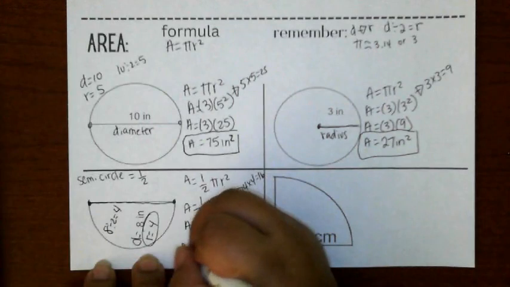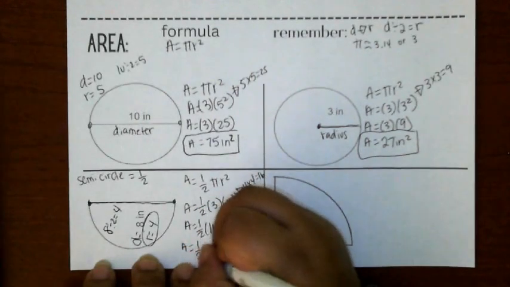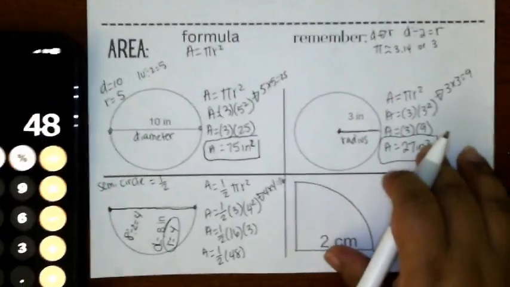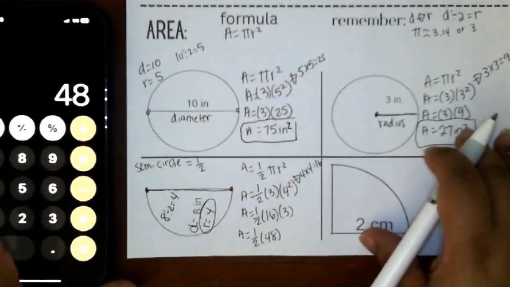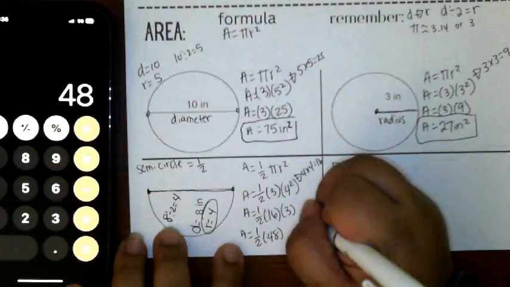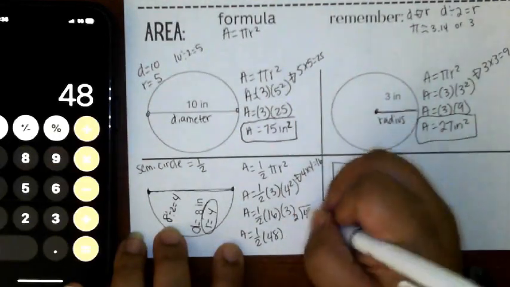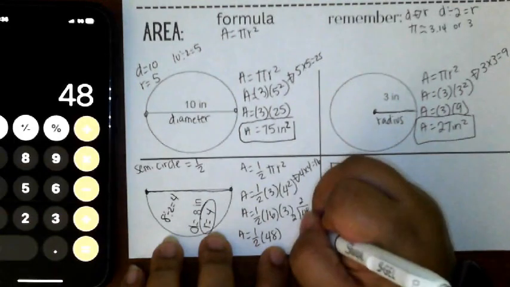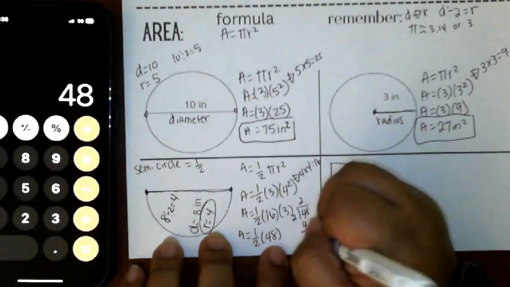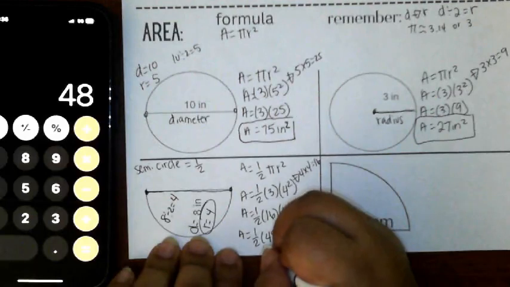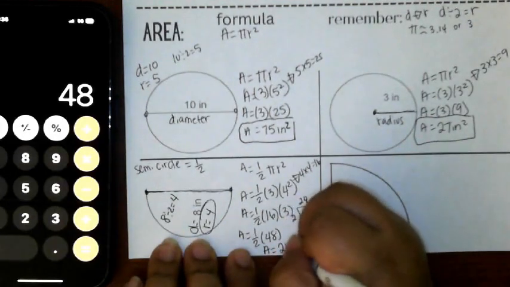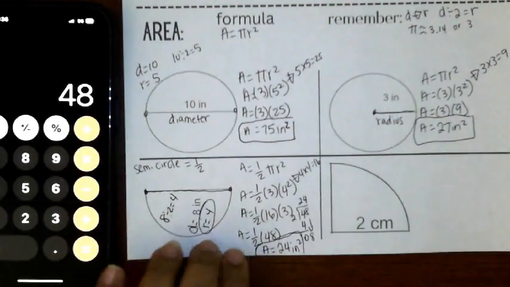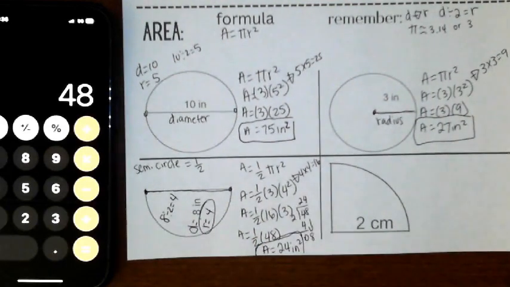A is equal to 1/2 times 48. 16 times 3 gives me 48. I can show you my calculator. Okay. Now, I have to do 48 divided by 2 because I only need half of the circle. So that would be 24. Okay. So my final answer is 24 inches squared. I hope you can see that. Okay, so 24 inches squared is my final answer.